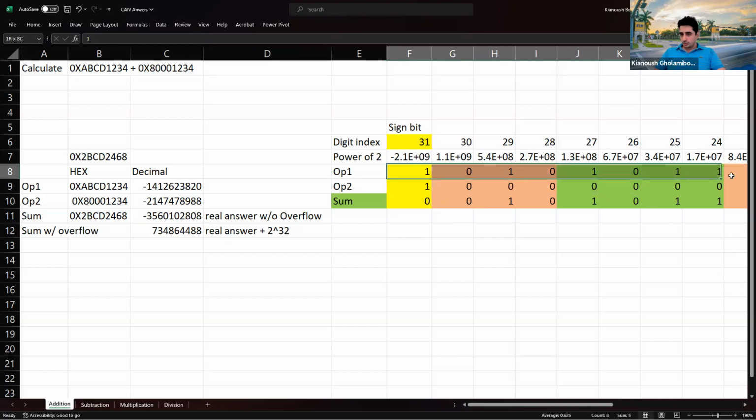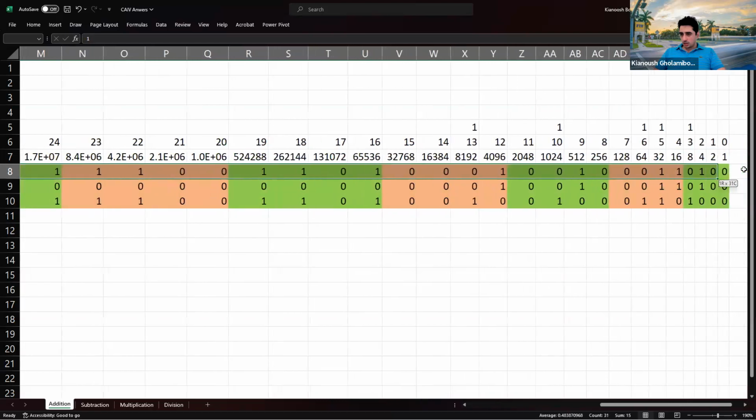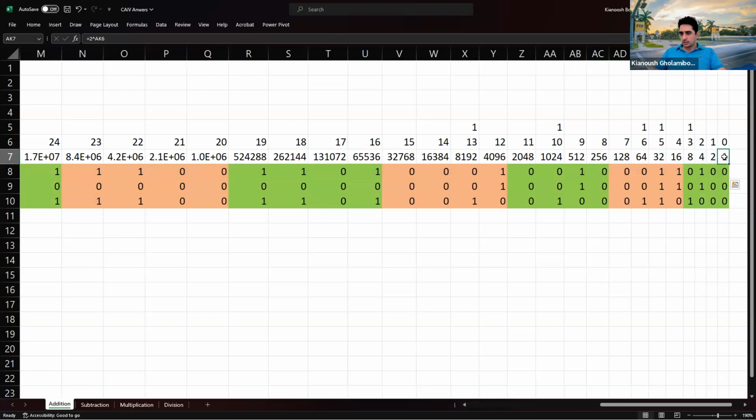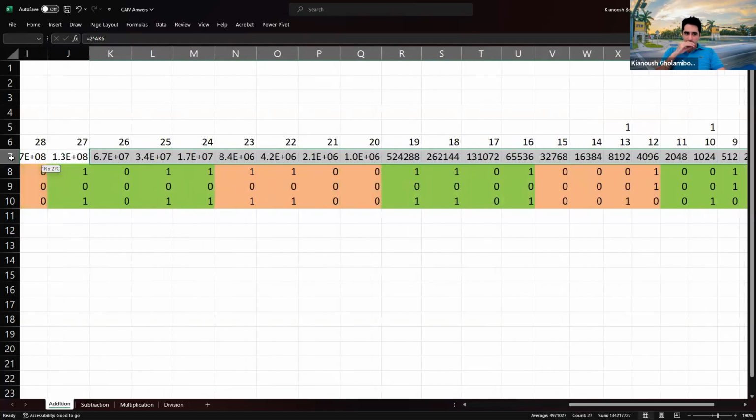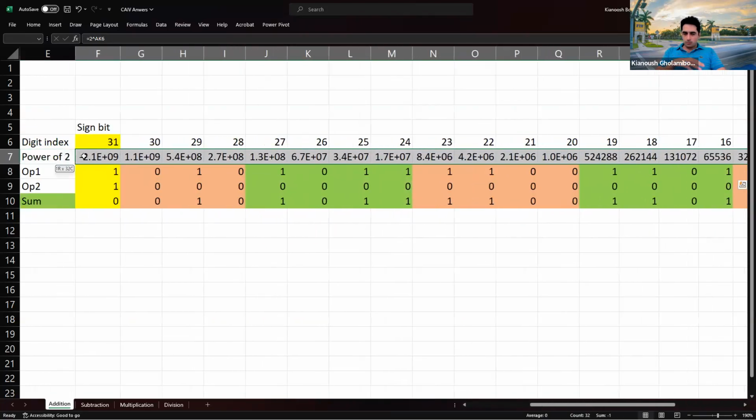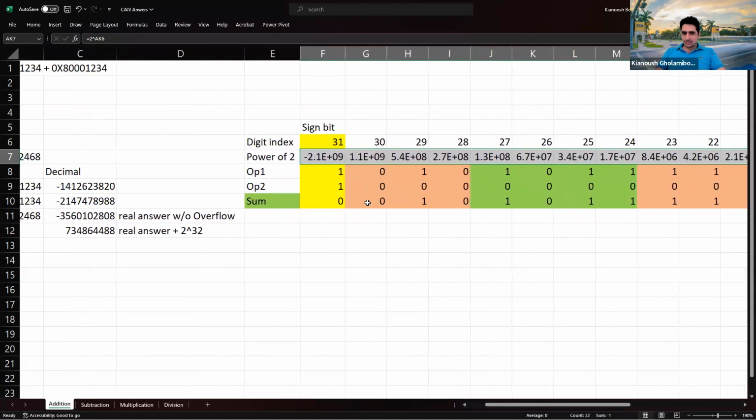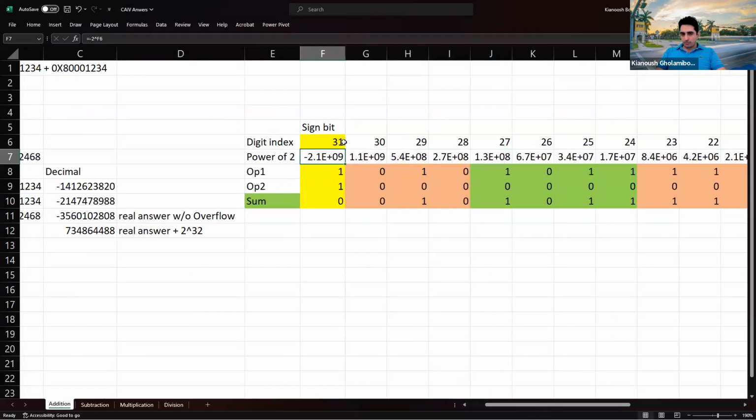You have all the 32 bits, and on top of this number, I have placed powers of 2 from 2 to the power of 0, 1, 2, 3, which is 8, 2 to the 4, which is 16, all the way to 2 to the 31, with a small detail. The detail here is the last power of 2, which is to the power of 31, must be negative. That's how 2's complement numbers are converted to decimal.